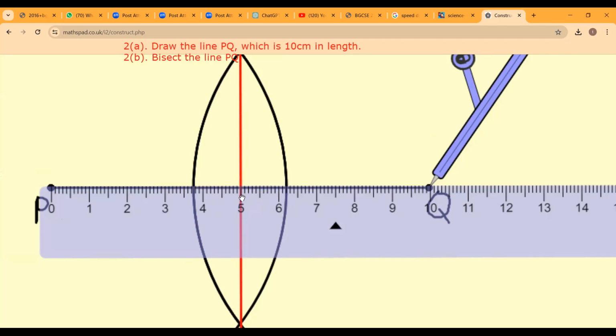So we bisected a line that's 10 centimeters in length. So what does from here to here measure? From the red line to Q, what is the measurement of that?